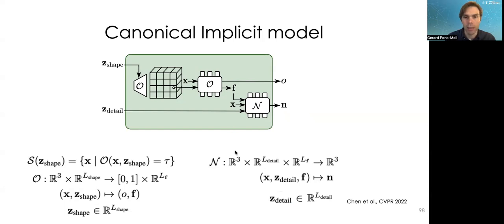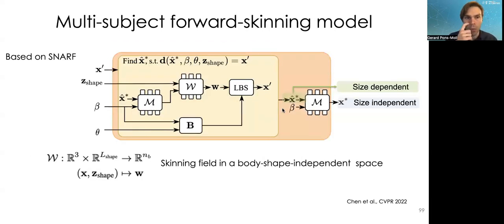So we have these two mappings here, one for the coarse shape O and one for the detailed shape with normals, right? But this is modeling things in the canonic space, and now we have to model the pose dependency, and we also need to be able to train these and to model multiple subjects. So we need another module, and this module is very much based on SNARF, which we just saw before.